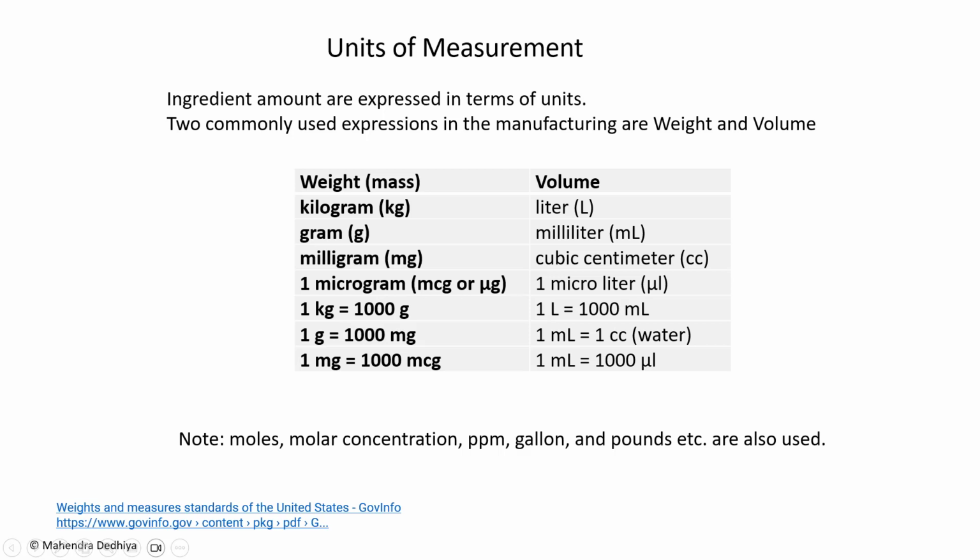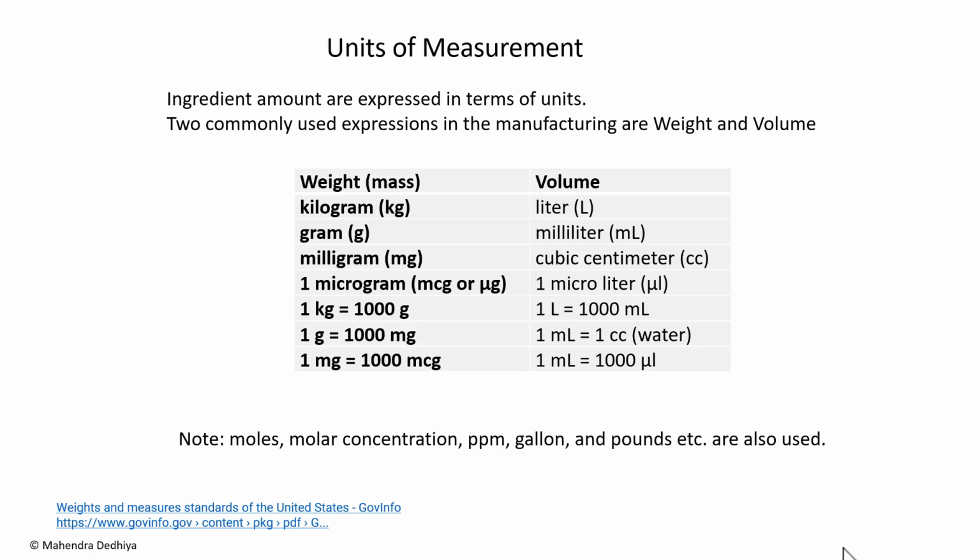Unit of measurement. Ingredient amounts are expressed in the unit, and two commonly used expressions in manufacturing of cosmetics and pharmaceuticals are weight and volume. Weight or mass is in kilogram, gram, milligram, micrograms, and volumes go in liter, milliliter, cubic centimeter, cc. That's also used, microliters. In scientific literature, moles and molar concentrations are also used. In addition, parts per million, gallons, pounds, etc.